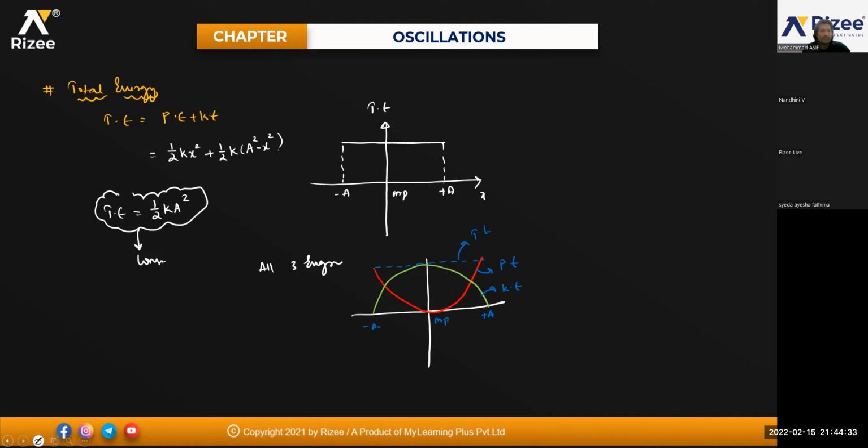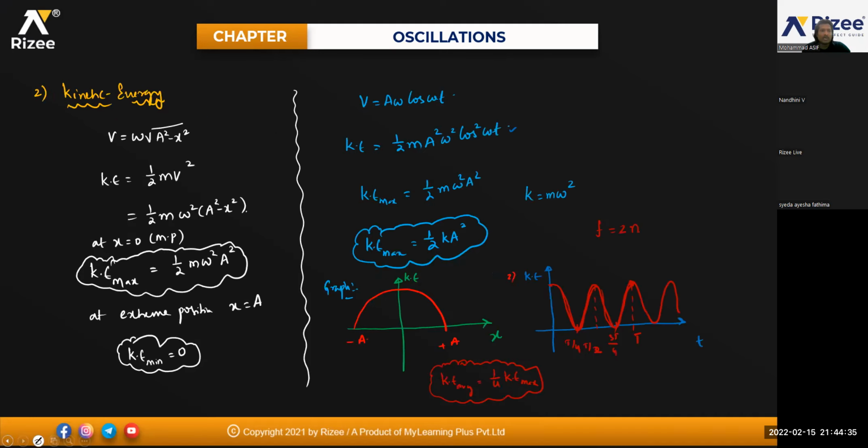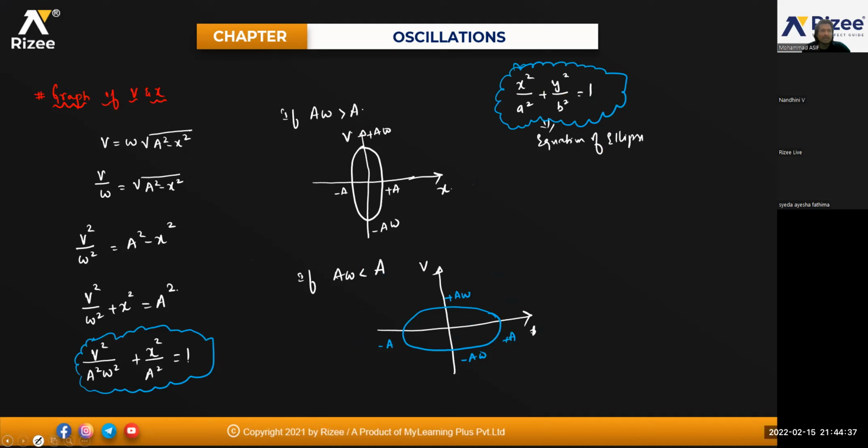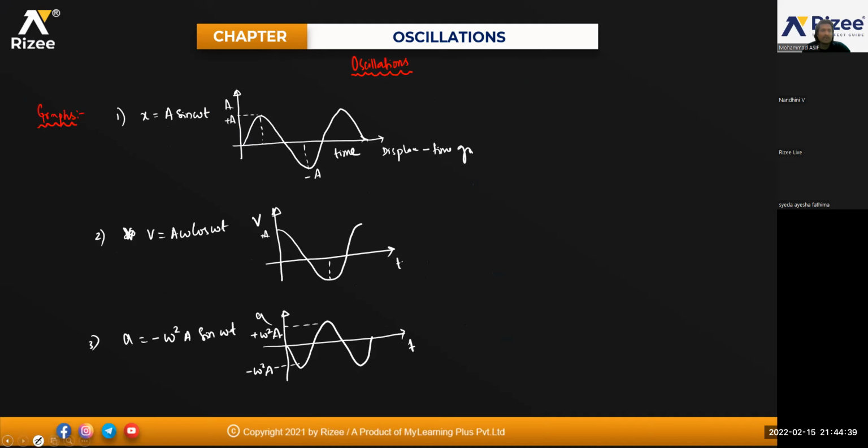So we got a total energy graph, potential energy graphs, a graph of your velocity versus x, and graphs of x equals A sine omega t, velocity v equals A omega cos omega t, and acceleration a equals minus omega square A sine omega t. Clear?